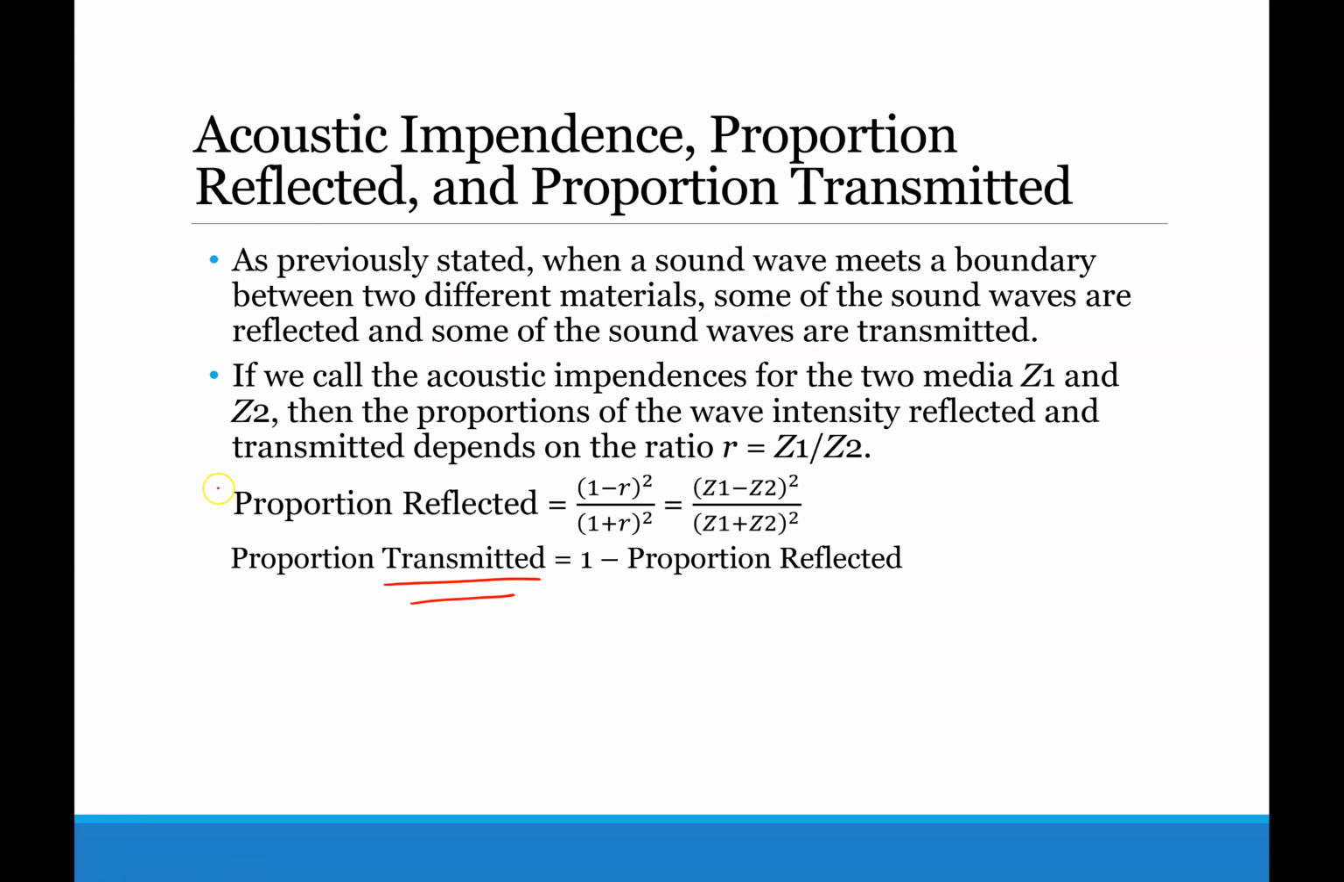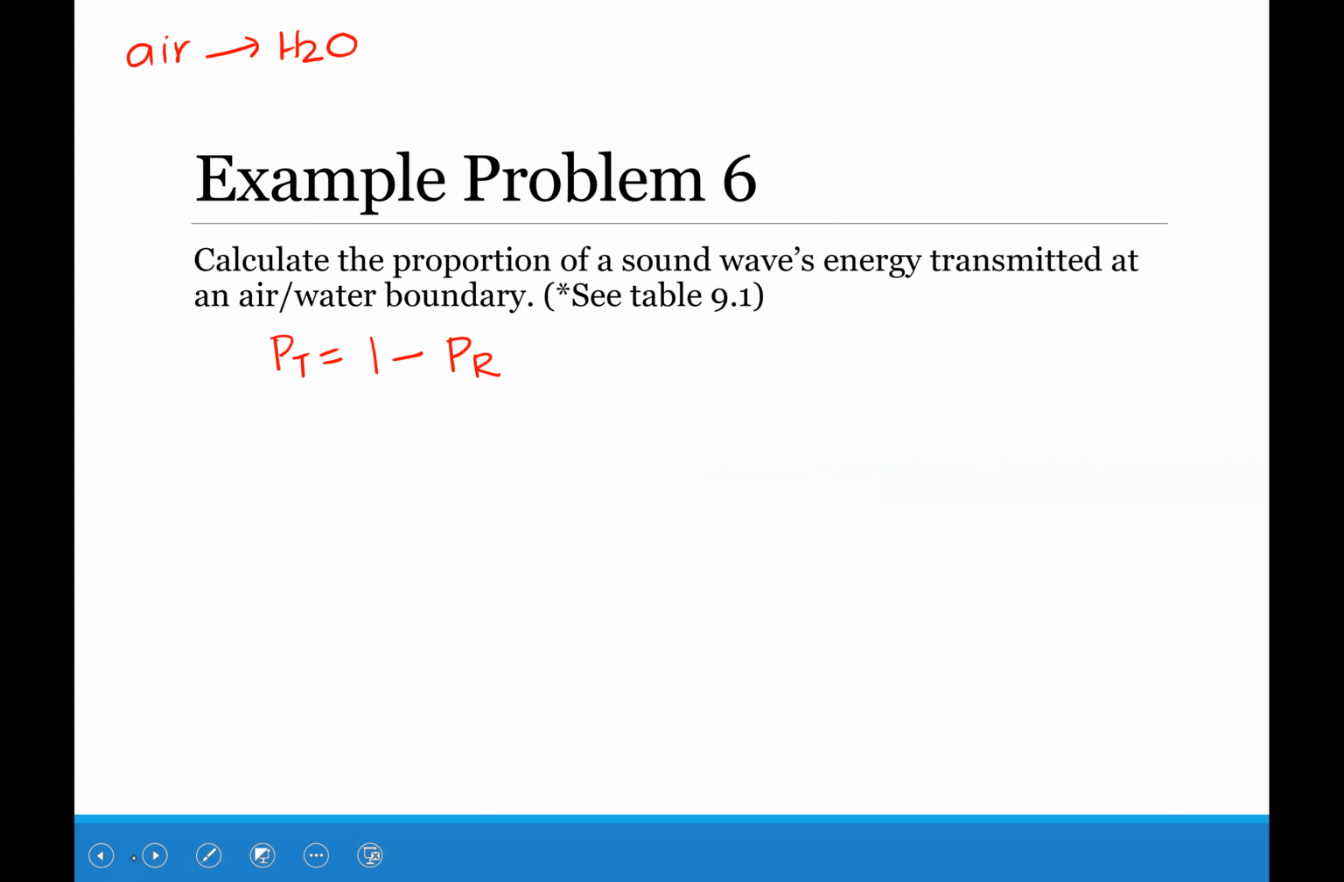So we have to calculate the proportion reflected first, which is this equation right here. We're not going to use this part of the equation. We're going to use this part of the equation because table 9.1 gives us the Z values for air and water. So we need to figure out what PR equals, the proportion reflected. The formula for that is (Z1 minus Z2) squared divided by (Z1 plus Z2) squared. Table 9.1 earlier in the PowerPoint has those Z values.